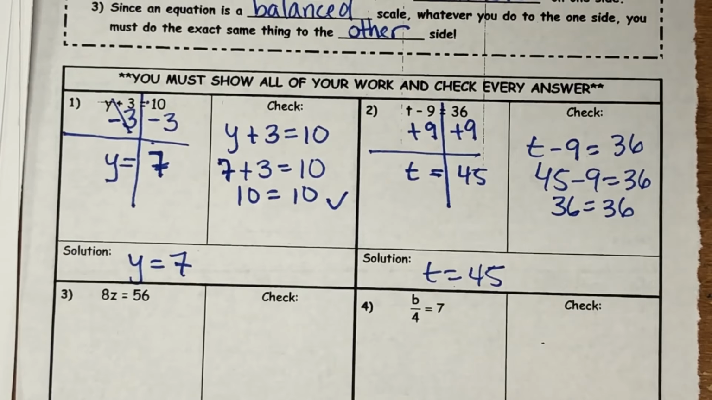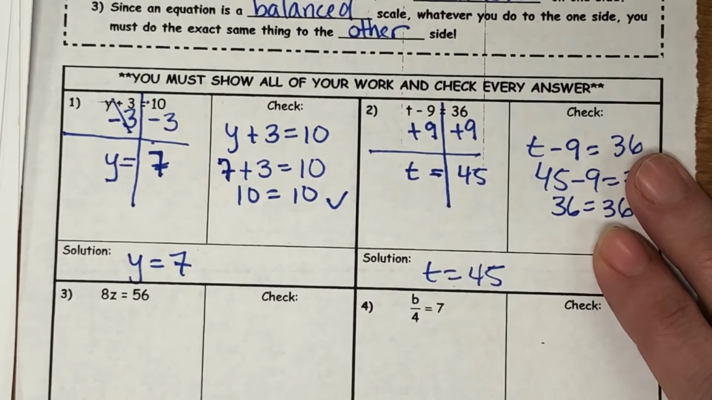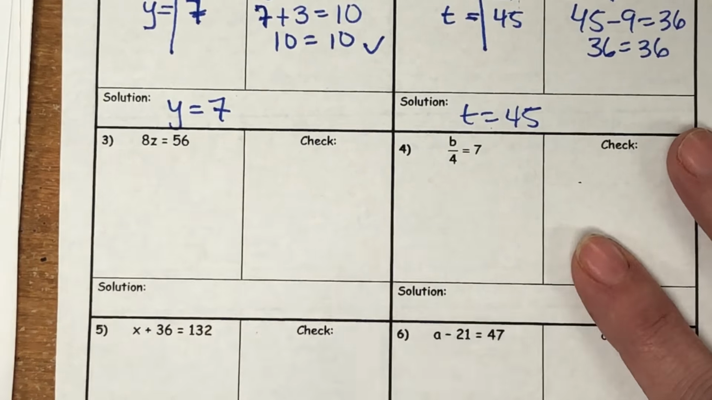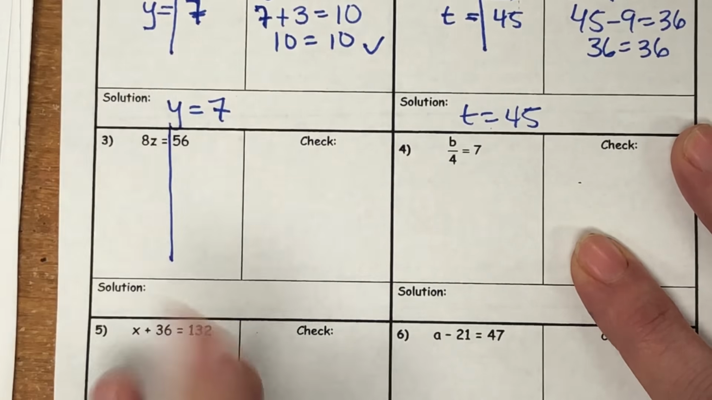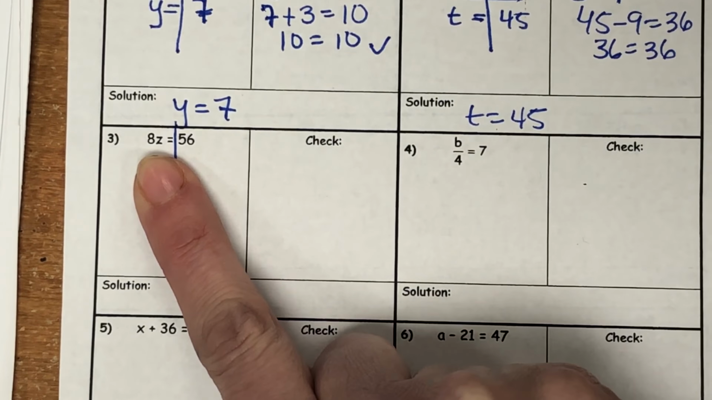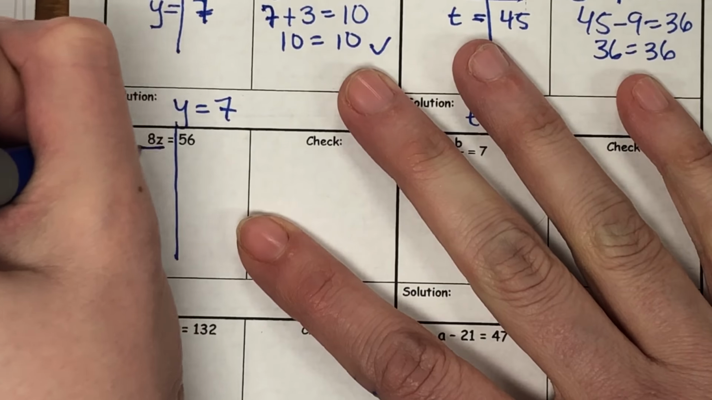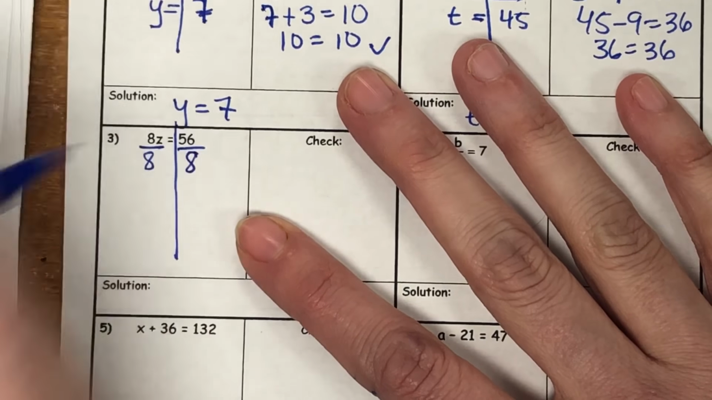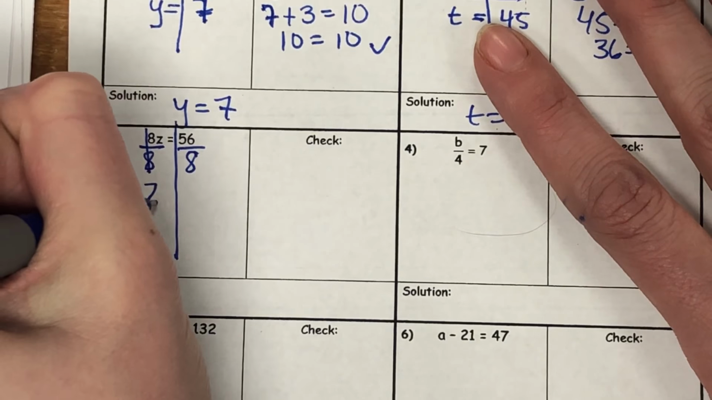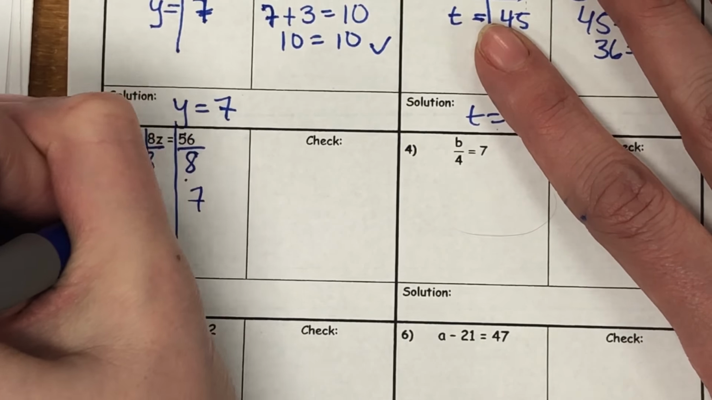All right, so far we did addition and subtraction equations. Now I'm going to show you multiplication and division. Here we go. 8z equals 56. I'm multiplying 8 times z, so the opposite of that would be division. I'm going to divide by 8 on both sides. The opposite of multiplication is division. So 8 divided by 8 is 1, so I'm left with a z. 56 divided by 8 gives me 7.